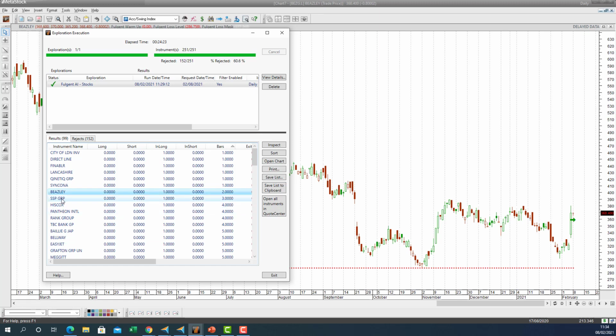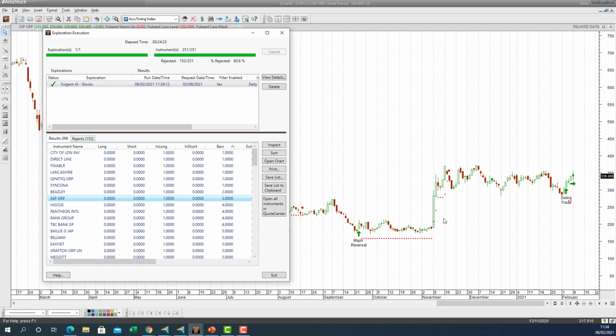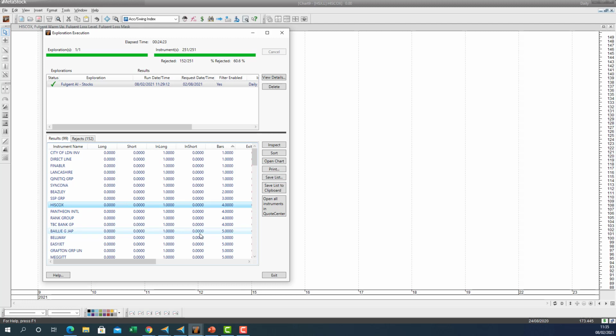There we go. SSP Group. It takes a few seconds to load because obviously the AI is doing hundreds of thousands of calculations in the background to come up with these ideas. So you can see we had lovely major market reversal back here in September and October, and then it moved higher. Now we have a swing trade, and then Hiscox 4 days into a trade.